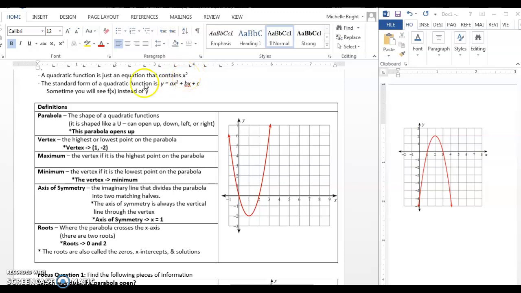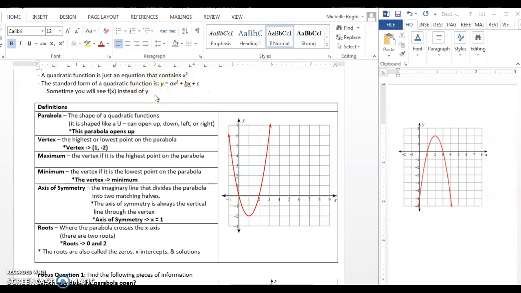So our standard form of a quadratic equation is y equals ax squared plus bx plus c, where a, b, and c are just numbers. So it might be like y equals 4x squared minus 3x plus 6. Whatever, right? You may be missing some of the parts and things like that, and we'll get into that more, but this is your standard form.